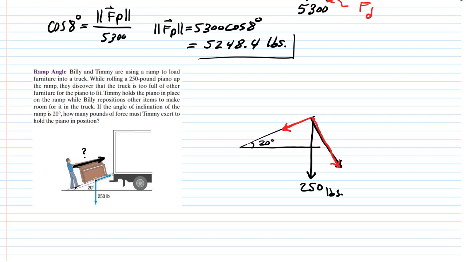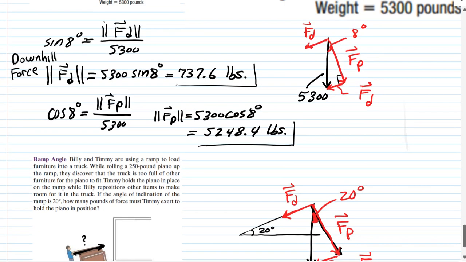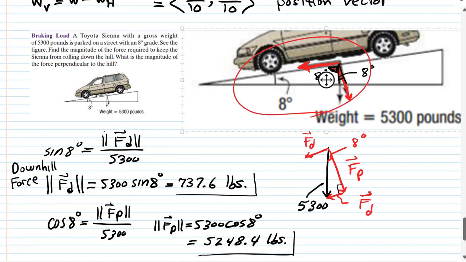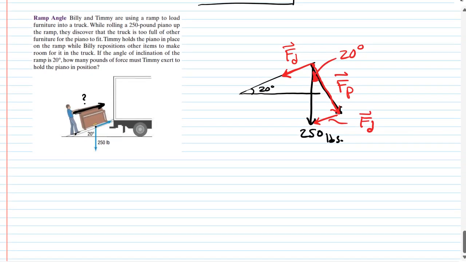So again, you have two components of the force. One is perpendicular, the other component is, call it D again, the downhill force. So the force Timmy exerts must equal the force of the piano towards downhill. All right, and again, you can transfer that downhill force here. We just showed the measure of this angle will be the same as the angle of inclination. You can look up here at the derivation. It's exactly the same. Perfect.